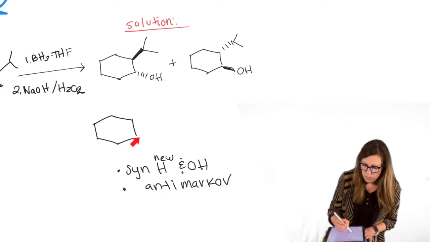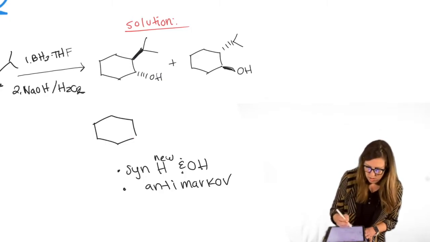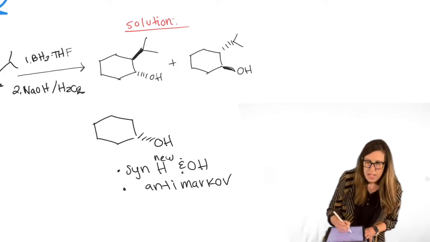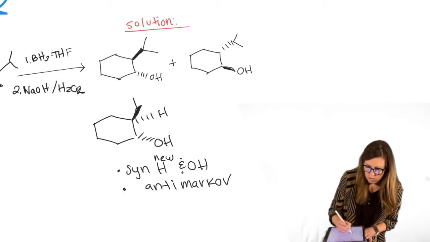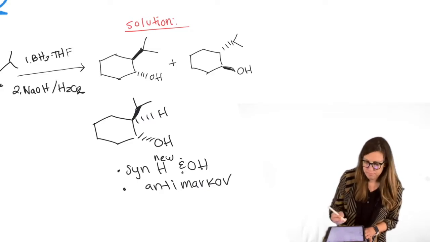Pick a dash or wedge, whatever you want, because you're going to have to draw the other one too. So I'd start with a dash. That takes care of my anti-Markovnikov. Now to make it syn, I have to make the new H a dash, which forced the R group that was pre-existing to be a wedge.